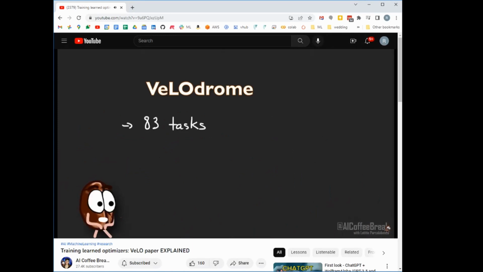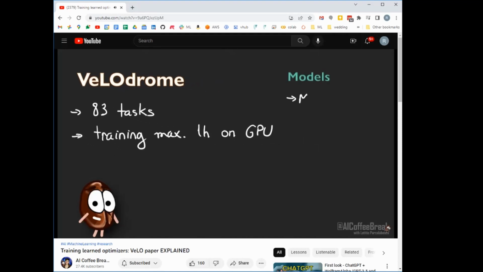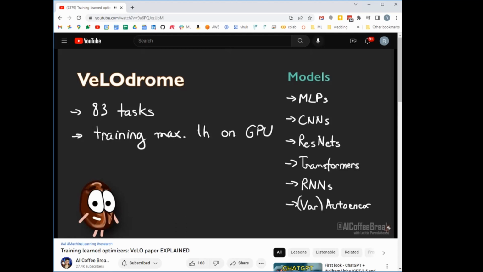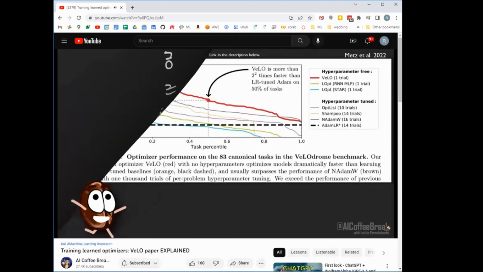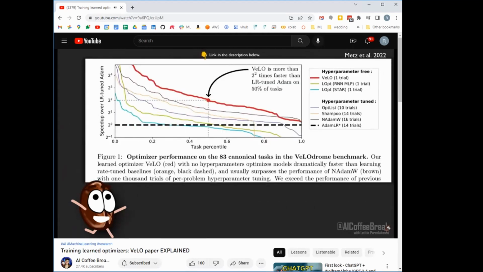The idea of these tasks is to be cheap in terms of training time, so one can test quickly, thus the 83 tasks do not need longer than an hour to train on one GPU. The other thing is that these tasks should cover a wide range of architectures such as convolutional networks, autoencoders, ResNets, recurrent neural networks, and transformers. The good news is that VeLO performs really well on these tasks, even when compared to powerful optimizers such as NADAMW that had hand-tuned hyperparameters from more than 1,000 training runs.